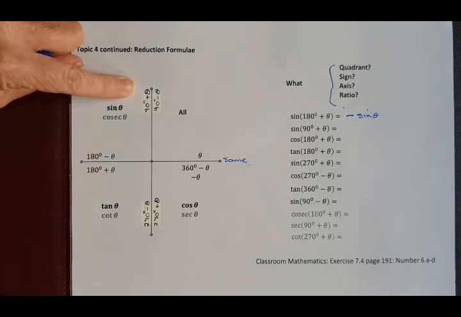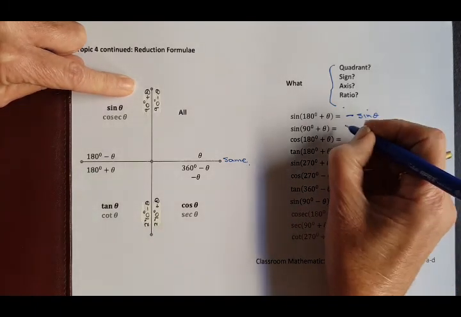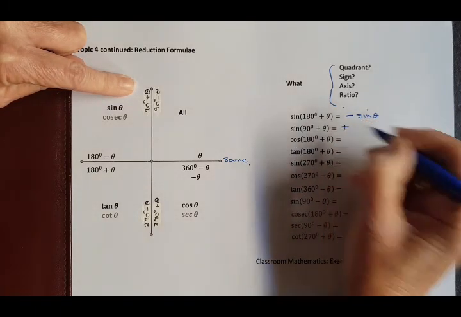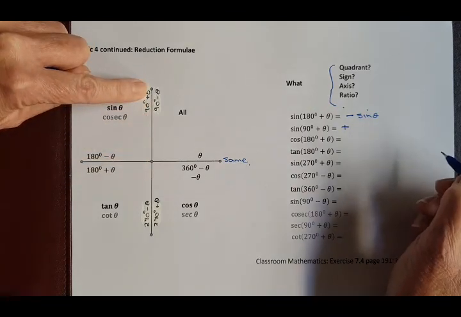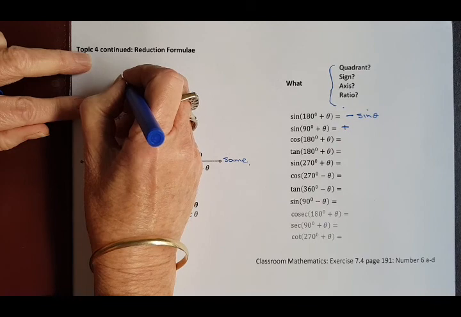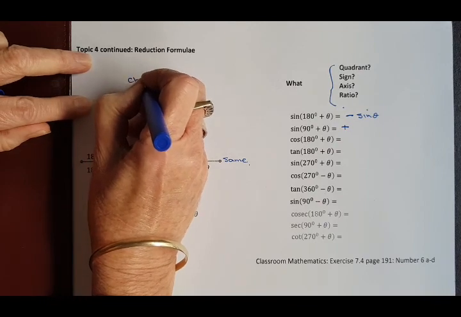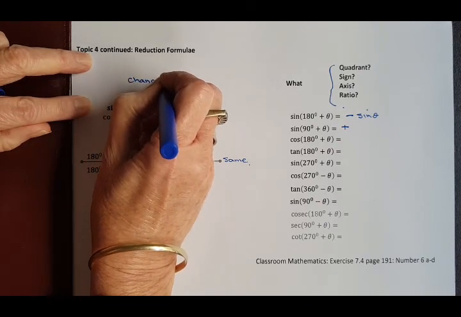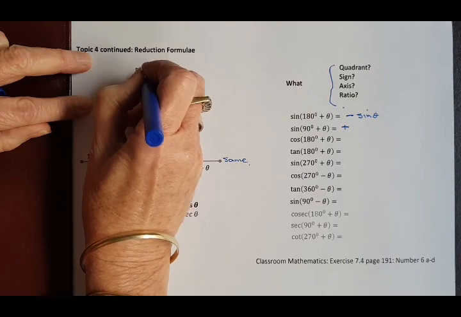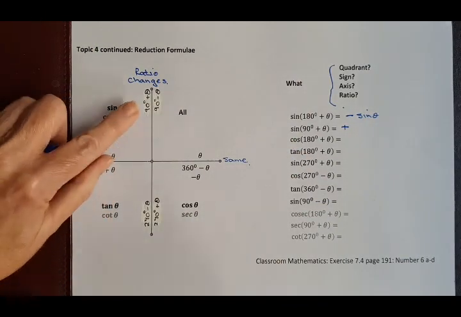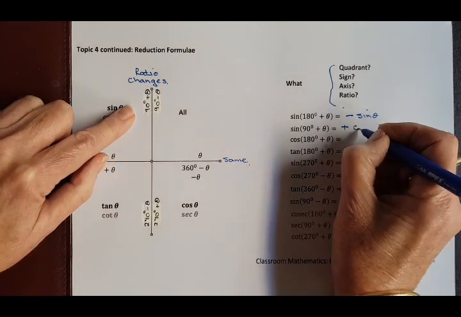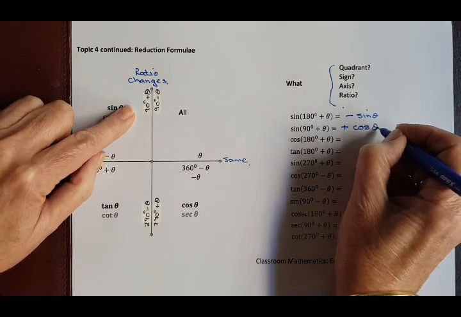Sine of 90 plus theta, what quadrant? Second. What sign? Positive. What axis? Y. Okay, and from the y-axis, my ratio changes to its co-function. So sine is going to change to its co-function, which is cos theta.